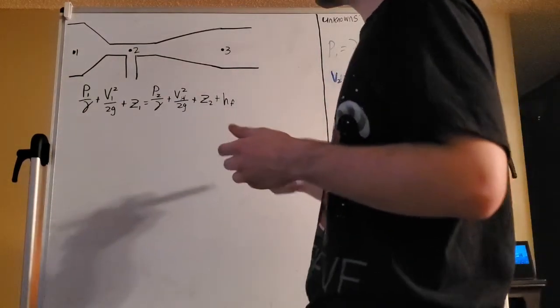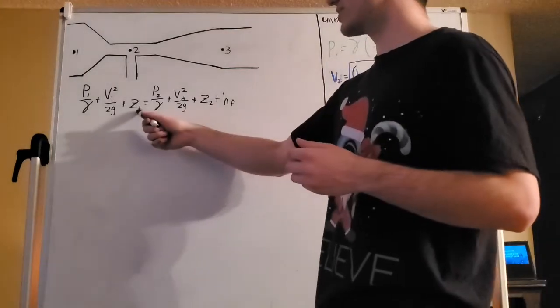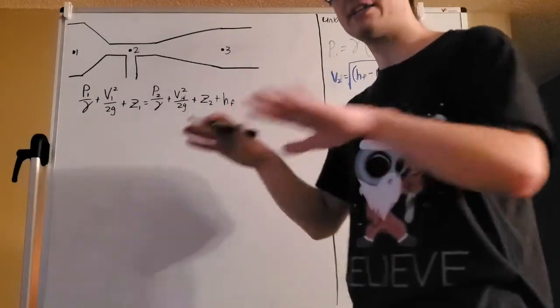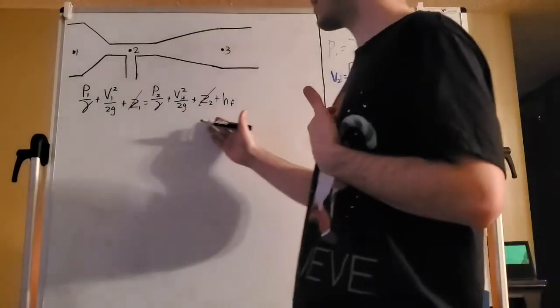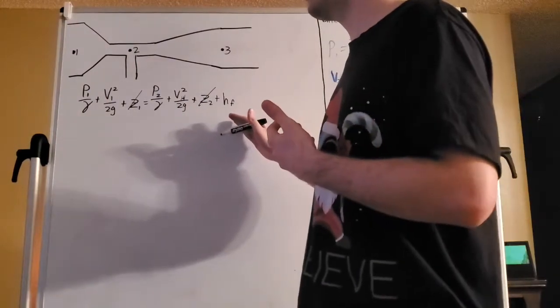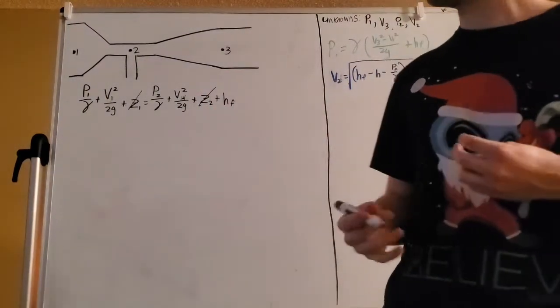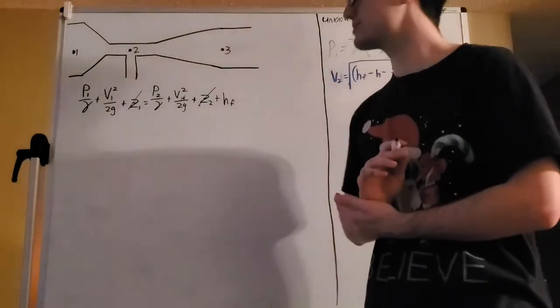In this case, the only thing that we can definitely cancel out is Z1 and Z2. The height difference between points 1 and 2 is negligible in this case. Therefore, we can cancel them out on each side. However, all these other values are not equal on either side and not 0 in value. Therefore, we're going to have to leave those values.